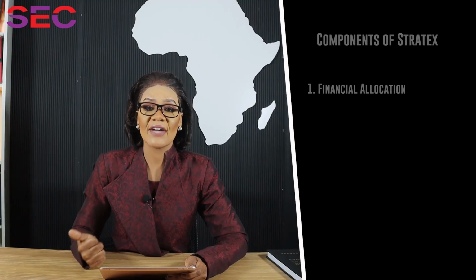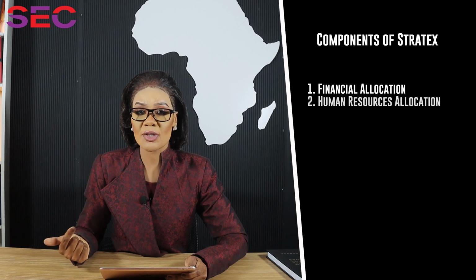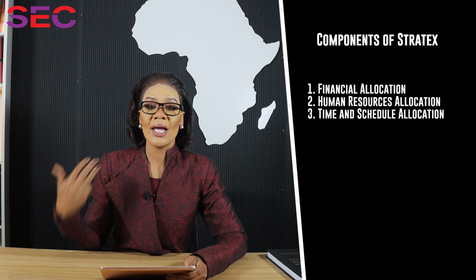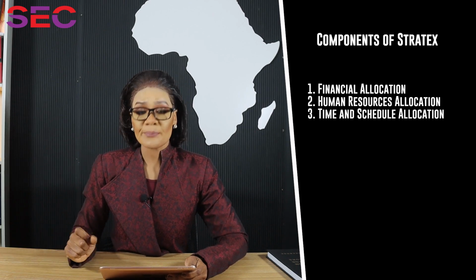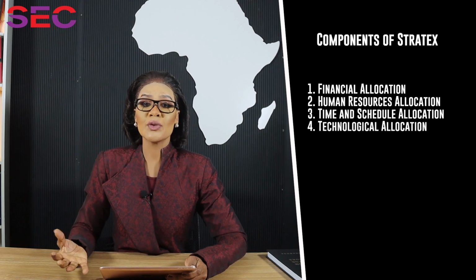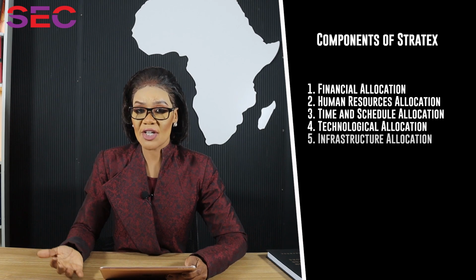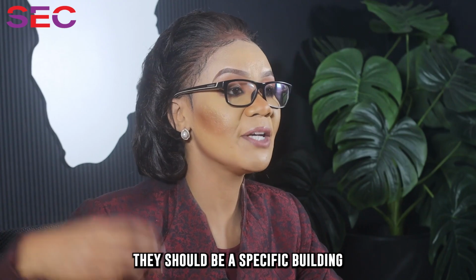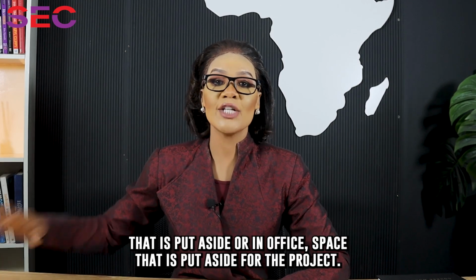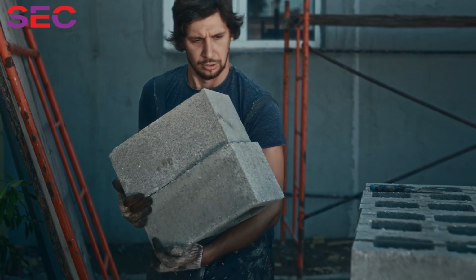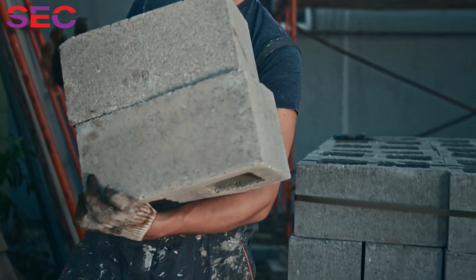The first one being the financial allocation, the human resource allocation being second, time and schedule allocation being third, and technological allocation being fourth. Maybe you could also have infrastructure allocation, because some projects will require that there should be a specific building that is put aside, or an office space that is put aside for the project. So infrastructure allocation could also be in there.